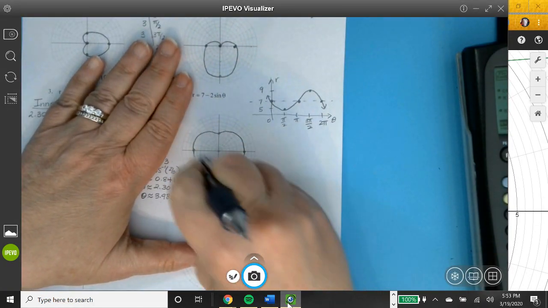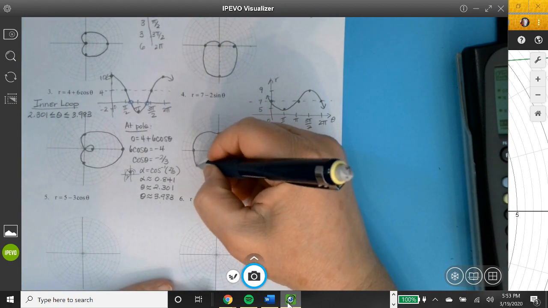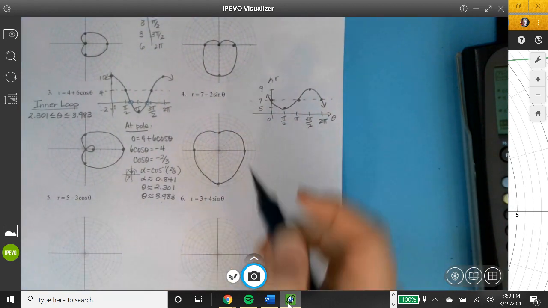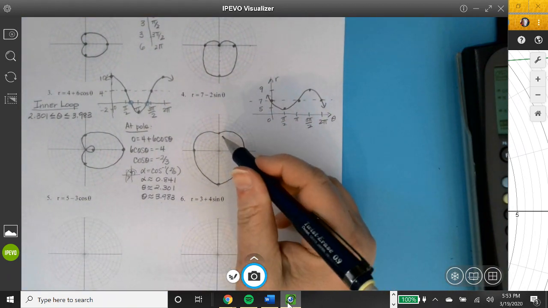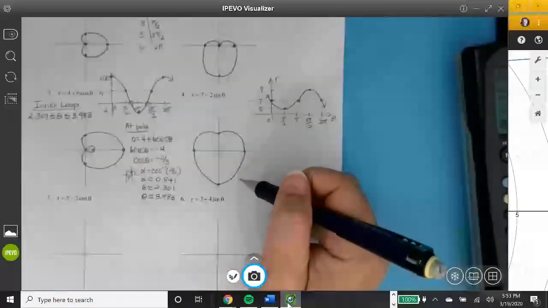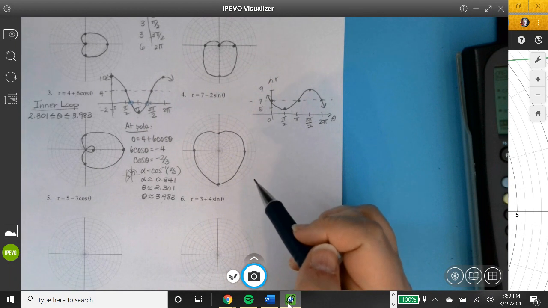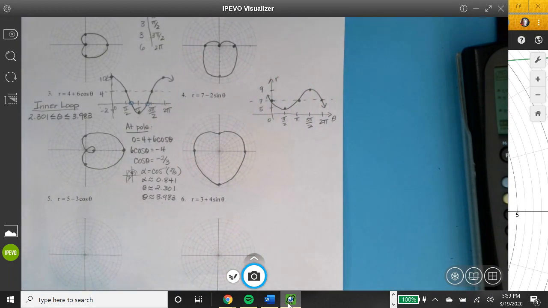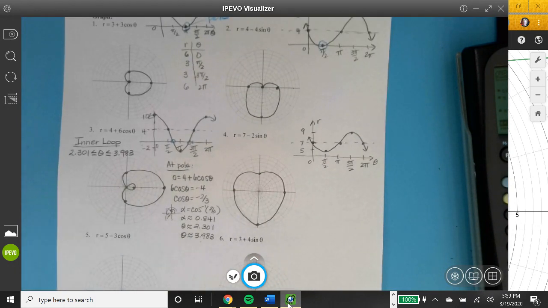Probably bows out a little bit more than that, but it's dimpled, and I knew that the bigger part, or the non-dimple part, was going to be down here because this is a negative sign. Okay, so I hope that refreshes your memory a little bit on graphing cardioids and dimpled limaçons and limaçons with an inner loop. Okay, now the fun begins.